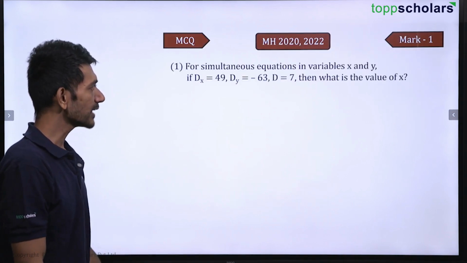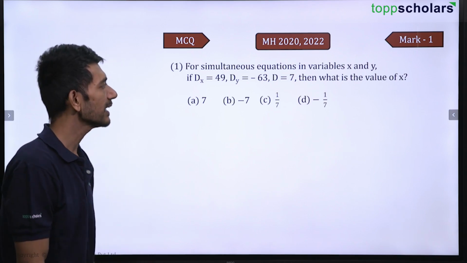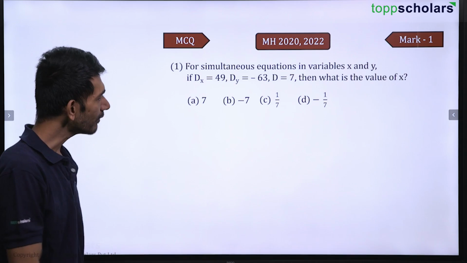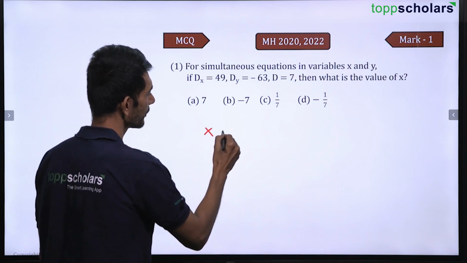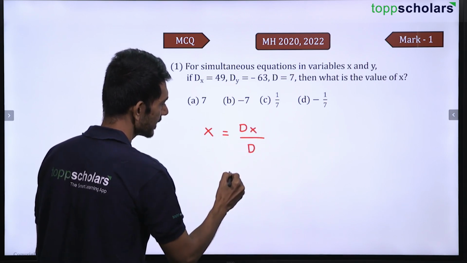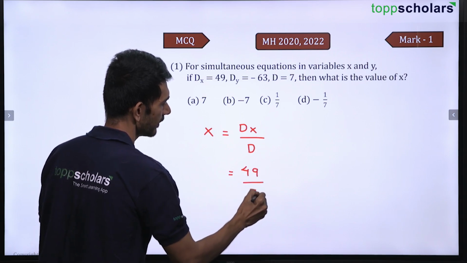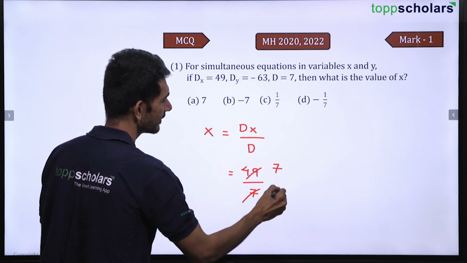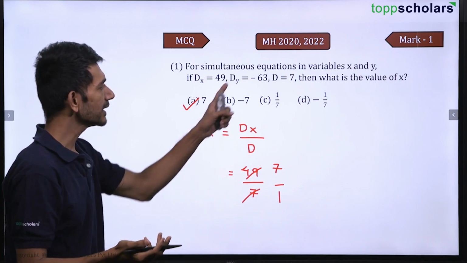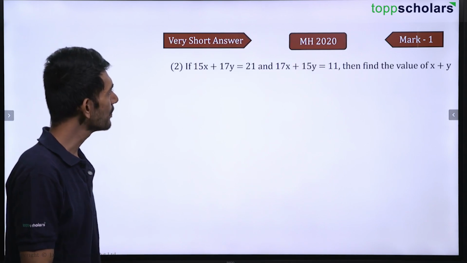Here is the first question. It says for simultaneous equations in variables x and y, Dx is equal to 49, Dy is equal to minus 63 and D is 7, then what is the value of x? Very simple question. We are supposed to find the value of x. Can I say x is nothing but Dx by D? Dx is 49, D is 7. 7 ones are 7, 7 sevens are 49. That's it, 7 is the right answer. If they ask you the value of y, that is Dy by D, that is minus 9, right? 7 nines are 63.